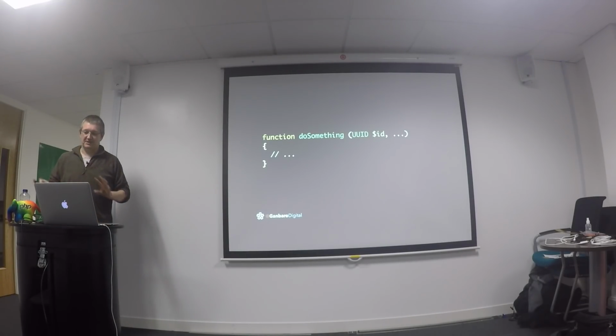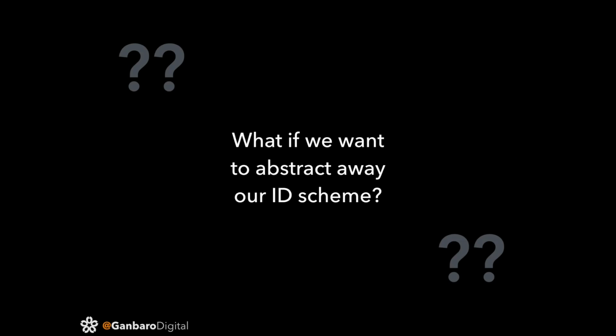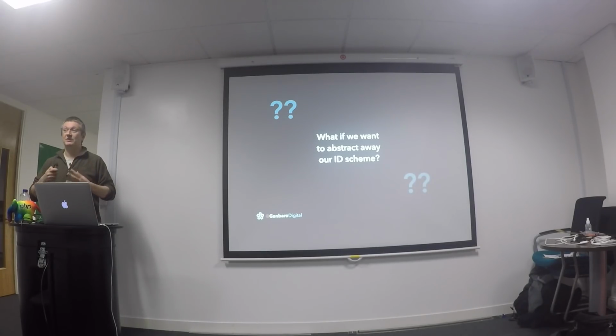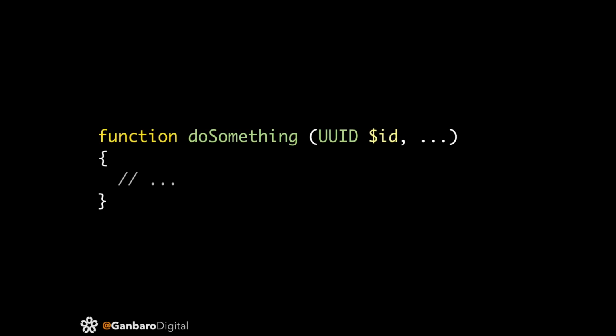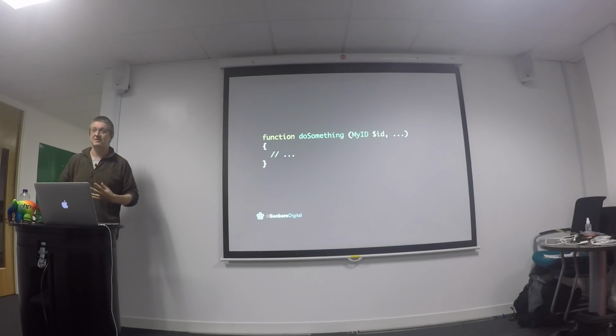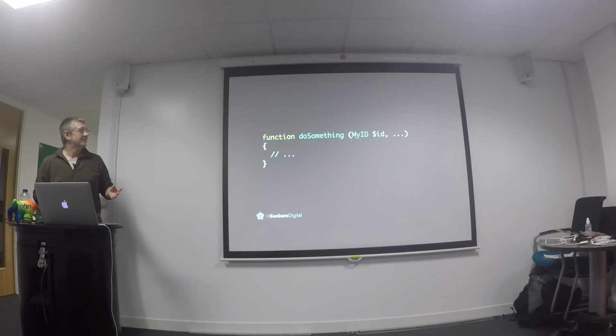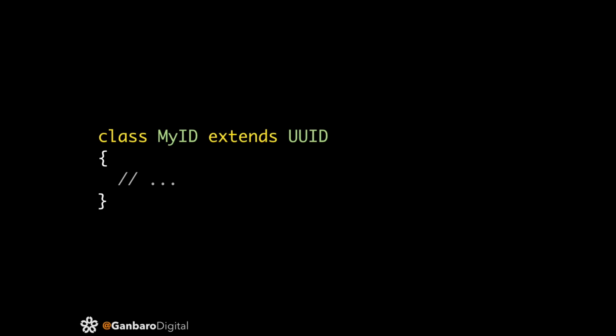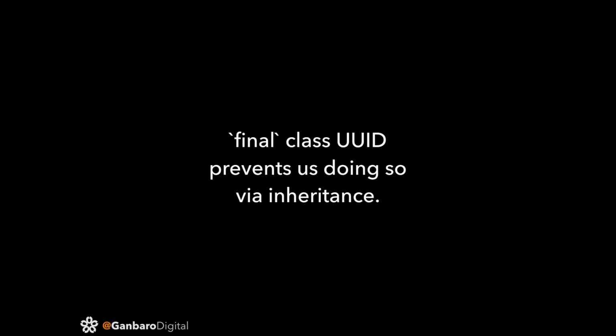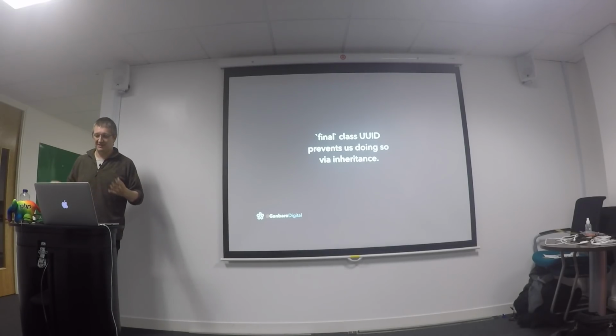Now, the first use case I want to deal with, because otherwise it will come up in the comments afterwards when the talk's posted, is what do we want to do if we want to abstract away our ID? We want to hide what type of ID we're using. We want to take that ID and hide it, so people don't need to know whether it's an integer, UUID, a postcode, or whatever anyone's using as a primary key. See, we can't do this because UUID is final. We can't extend it via inheritance.